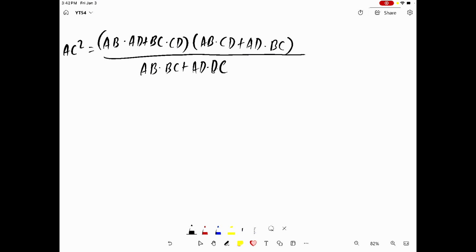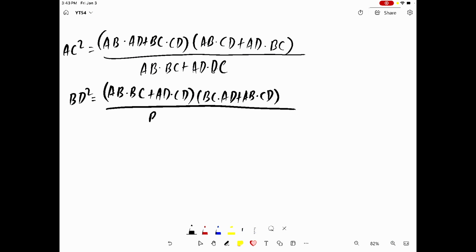Now, if you do the same thing with BD, which I'm not going to show in this video, this is going to be your homework: prove that BD squared is equal to the same kind of expression. It's going to follow the same logic. Pretty much you're just going to do a lot of cosines for the other diagonal and the other two angles, and do a lot of algebraic manipulation. BD squared is going to be equal to AB times BC plus AD times CD times BC times AD plus AB times CD, and all divided by BC times CD plus AB times AD.